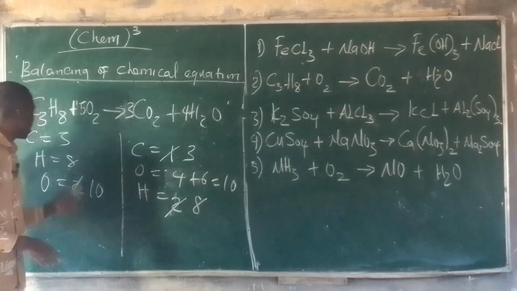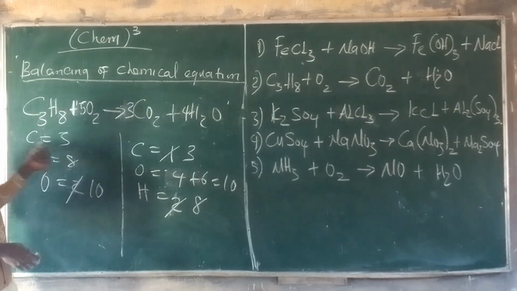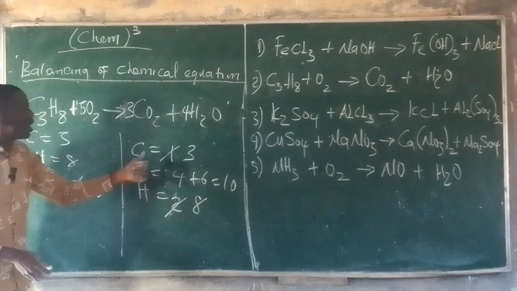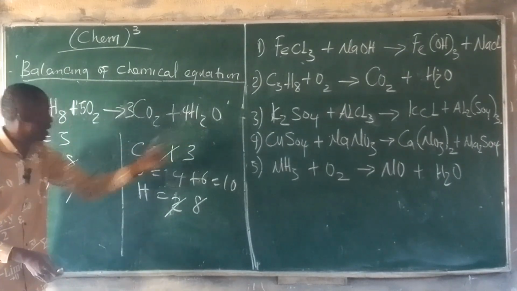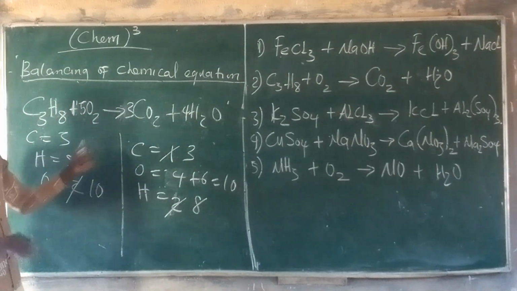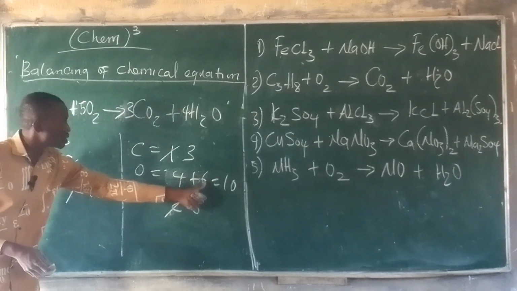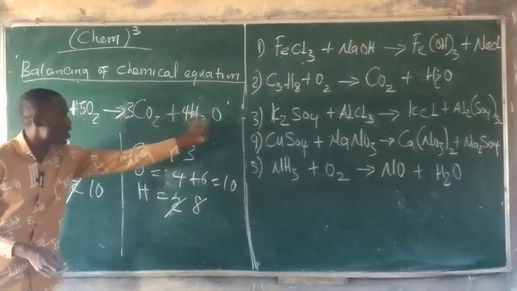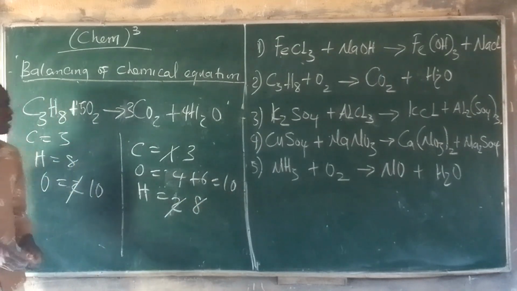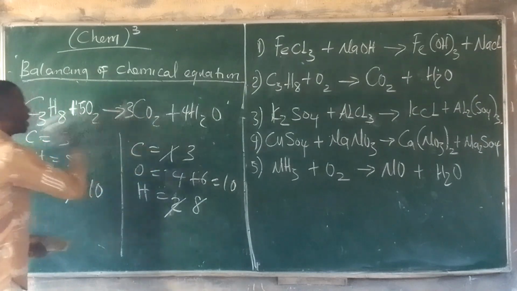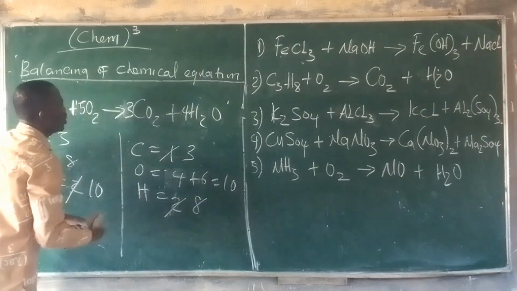Let's check what we have. Carbon is 3, carbon is 3. Hydrogen is 8 over there. Hydrogen is 8, 4 times 2, 8. Oxygen is 10, 5 times 2, 5 times 2 is 10. Oxygen is 3 times 2, 6. Then 4 times 1, 4. Everything is 10. Now that equation is balanced. What you have on this side, you have on this side. What you have on this side, you have on this side.